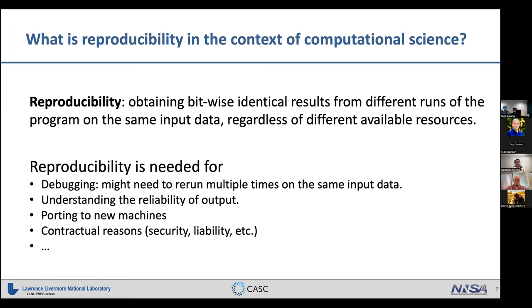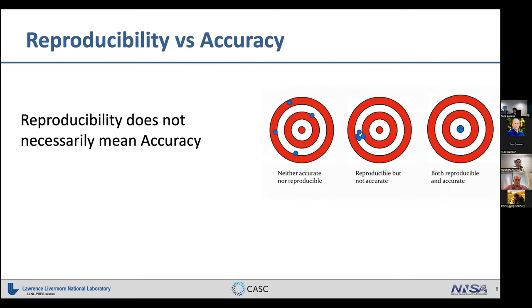When porting a simulation code to a new machine, if the results are not reproducible, you wouldn't really know whether the issue is with the machine, the architecture, or is it just the normal behavior of the code? And there are other reasons, like contractual reasons. If software says a building is going to fall based on a simulation, for liability purposes, lawyers want to ensure that the results don't change on just the next run. But we need to make sure that reproducibility shouldn't be equated to accuracy. A very accurate result, for example using a very high precision, might not be reproducible. And a reproducible result might be much less accurate.